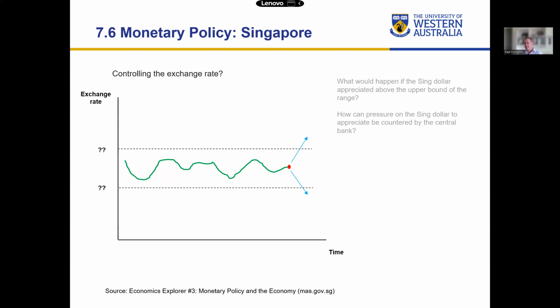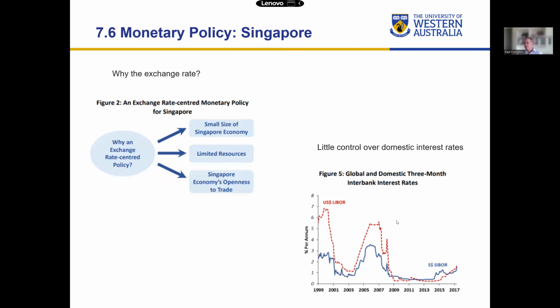So that's why interest rates in Singapore need to move closely with interest rates in the US, to prevent any large interest rate differentials opening up, so that there isn't any undue pressure placed on the value of the Singaporean dollar because of significant interest rate differentials.